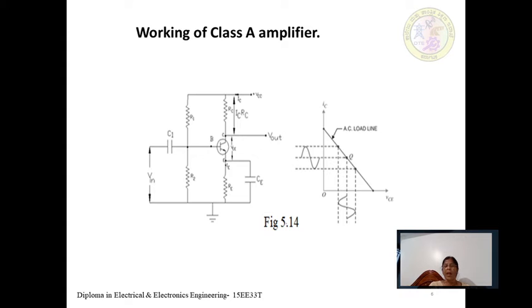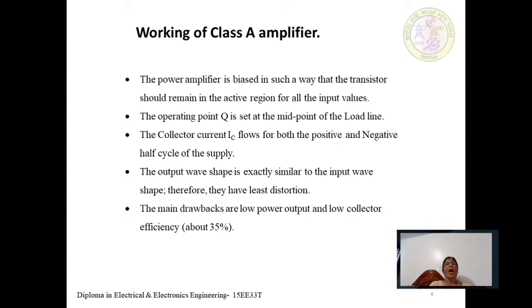Now, about the working of the class A amplifier: the power amplifier is biased in such a way that the transistor remains in the active region for all input values. The operating point Q is selected so that it is always at the midpoint of the load line. Here we come across a special definition, the Q point. What is this point Q? Q stands for quiescent. So what is this quiescent?